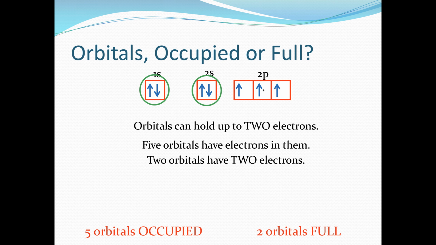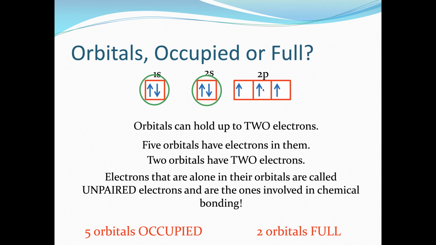And those are some practical applications of electron configuration. And electrons that are alone in their orbitals, those are the unpaired electrons. Those are the ones that are involved in chemical bonding. More about that in the next unit.